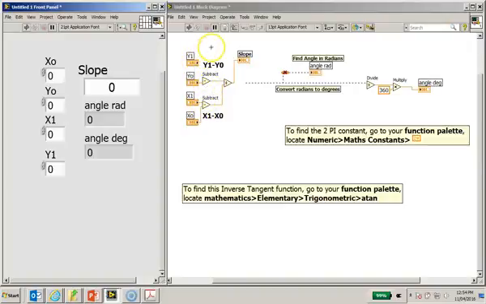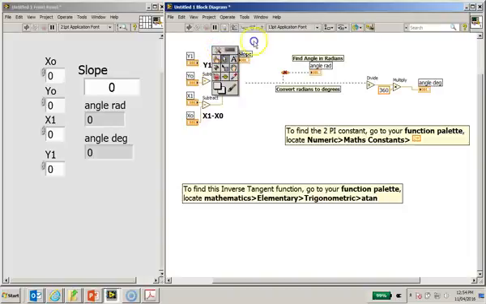Now I'm going to call up my wiring tool by pressing the shift right click of my mouse. I'm going to use the wiring tool and I will wire the y1 to the subtract function input terminal. Right. Now notice that the output of this function will be y1 minus y0. And on the front panel, on this left-hand side, the user is allowed to enter the different coordinates.